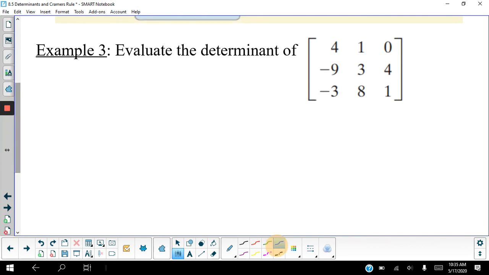So here's how it's going to go. Remember, this is A1. This is the A column. This is the B column. This is the C column. Okay, so A1, which is 4.